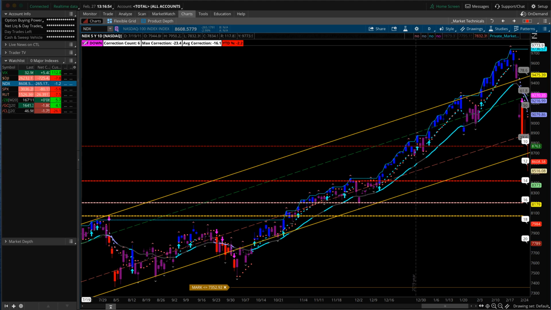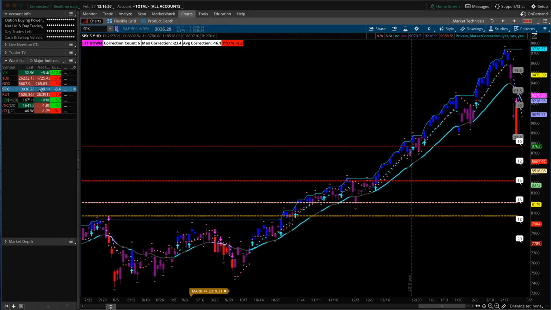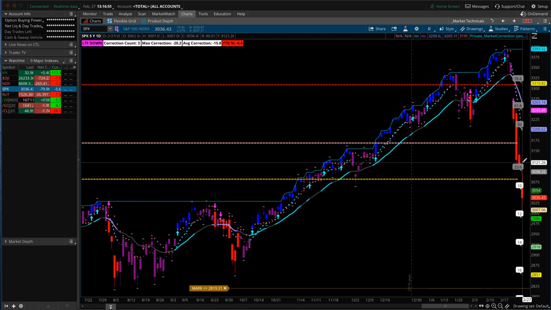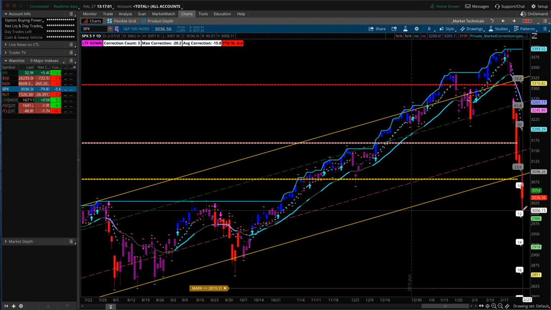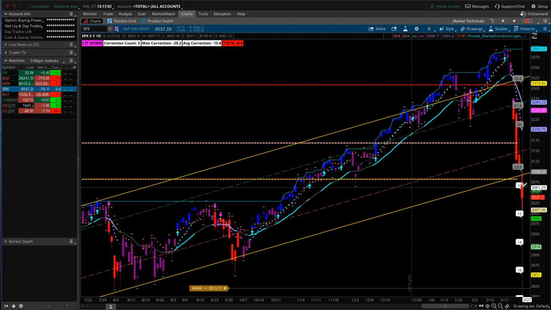All right. Then let's go ahead and look at the S&P 500. S&P 500 has come down almost exactly 12%. So again, it's just like the Dow. The S&P is very much like the Dow in this respect, between a 10 and 12% correction.